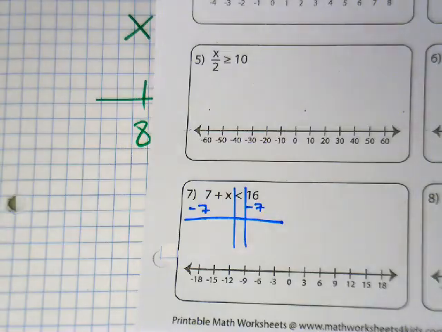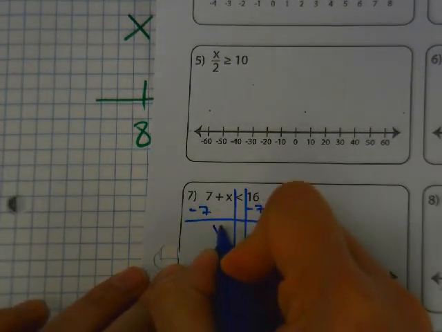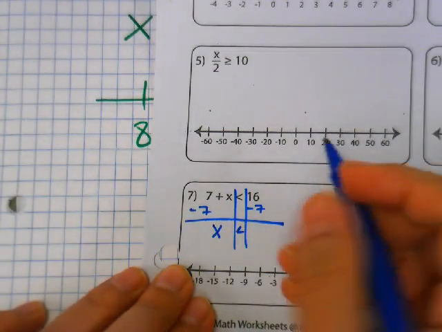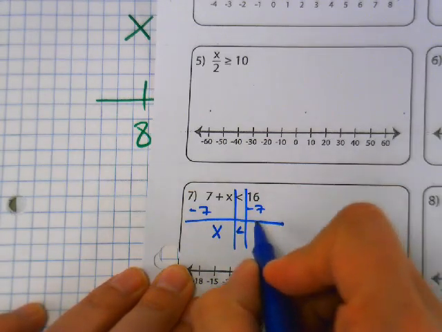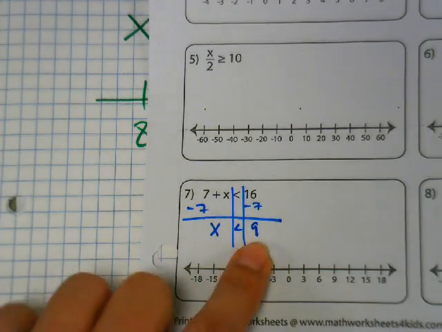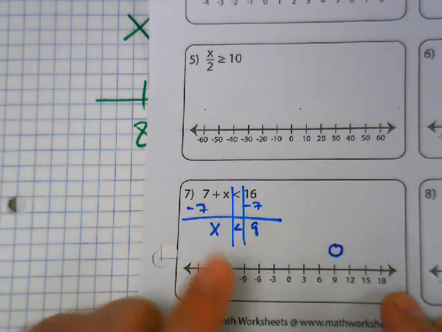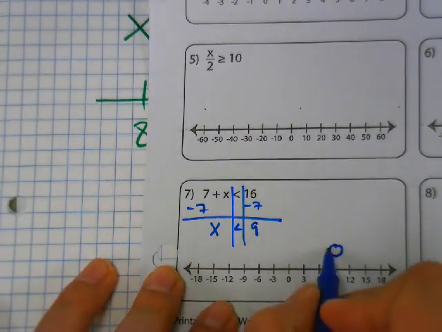Usually, the operation is behind it, which we don't look at. The plus is with the x. I want 7 to equal 0. So how do I get 7 to equal 0? I subtract it. So what's 7 minus 7? 0. I'm left with x is less than, what's 16 minus 7? 9. So open or closed circle on the number 9? Open. And which way do I shade? Left. Finally went to the left.